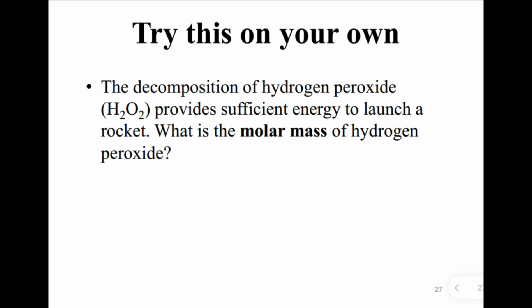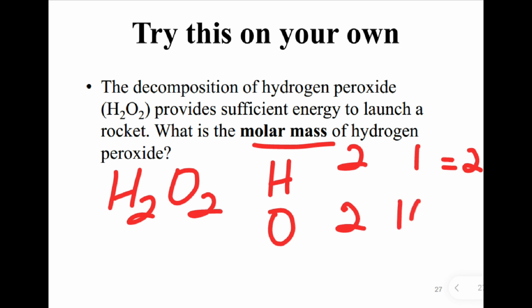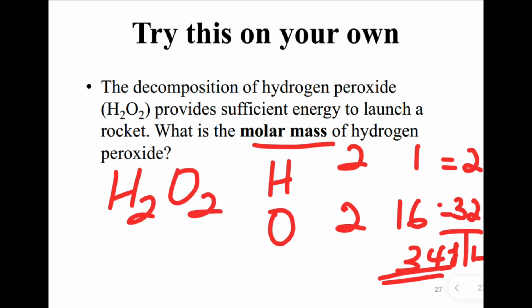The decomposition of hydrogen peroxide provides sufficient energy to launch a rocket. What is the molar mass of hydrogen peroxide? Hydrogen peroxide is H2O2. We have 2 moles of hydrogen, molar mass 1, so 2. Oxygen is 2 moles with molar mass 16, so 32. Adding these gives 34 grams per mole. So this is how we calculate.